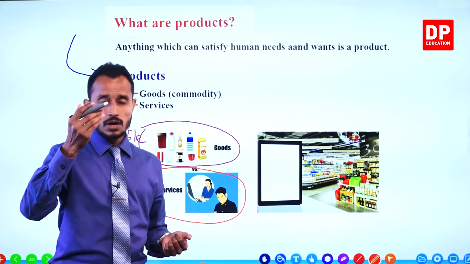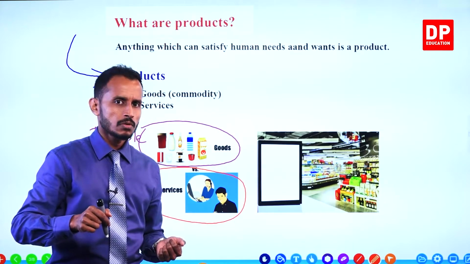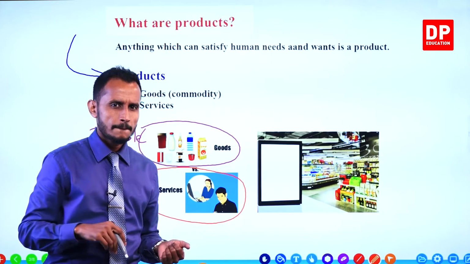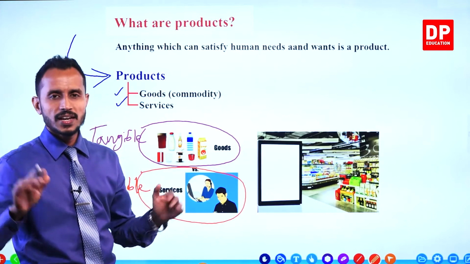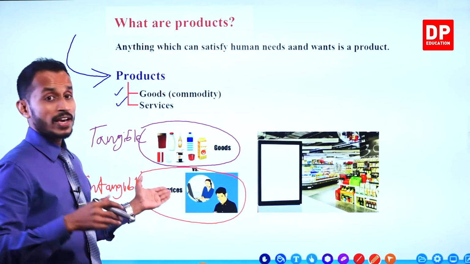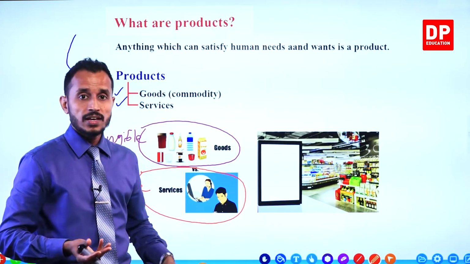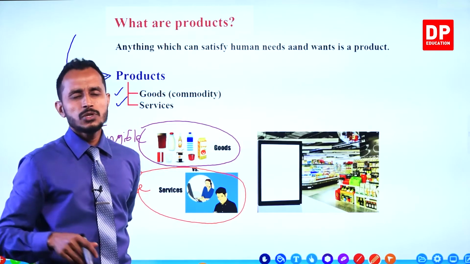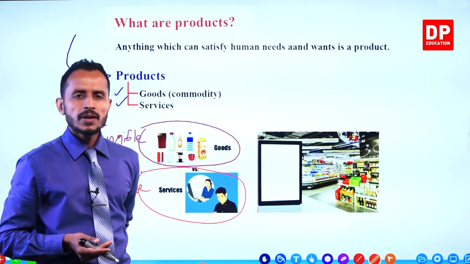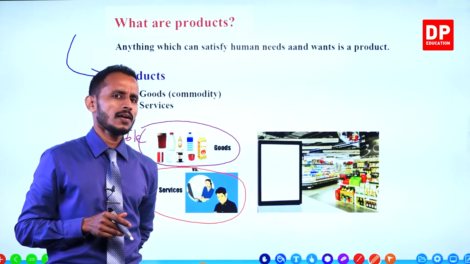But if I ask you, are you using any other service right now? Think. Except electricity, children. Any other service? If I ask you, are you using goods? What are the goods you are using? You will tell me a list of goods. But right now, what are the other services you are using?